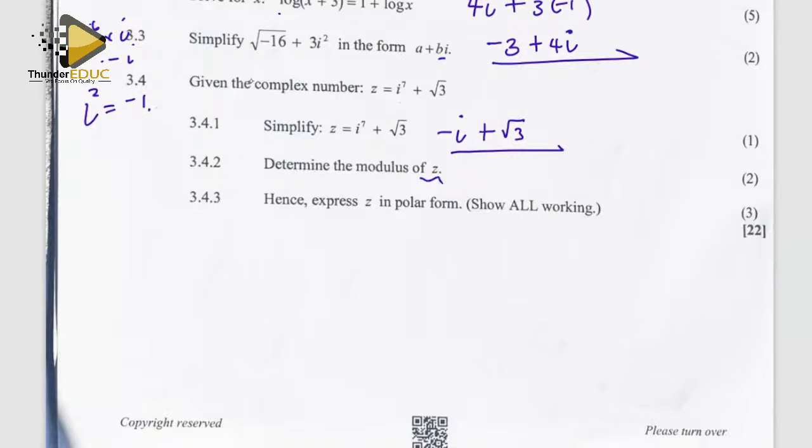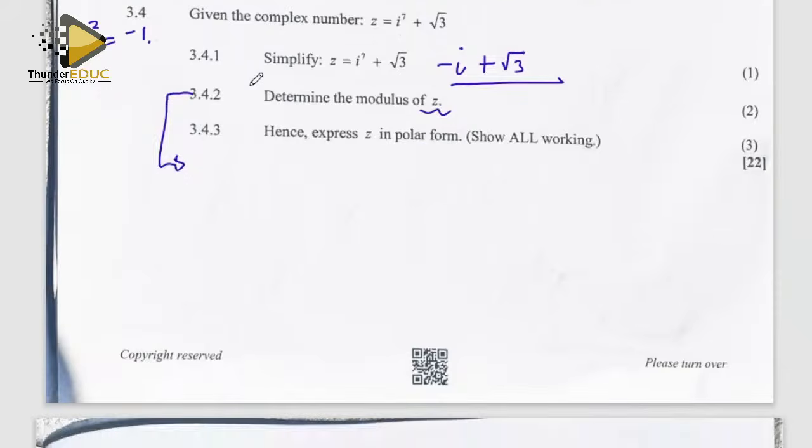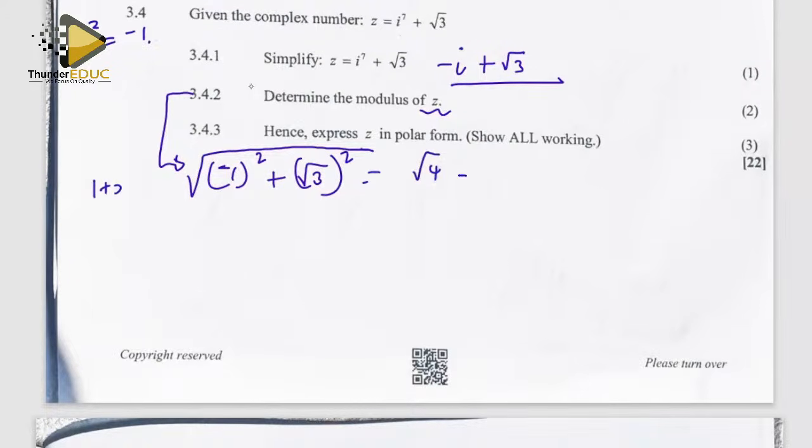And then determine the modulus. So for the modulus, we're going to use the Pythagoras, okay? Whereby we're going to focus on the negative 1 squared plus the root 3 squared, under the square root. So that's going to be 1 plus 3, which is the square root of 4, which gives us what? A 2.